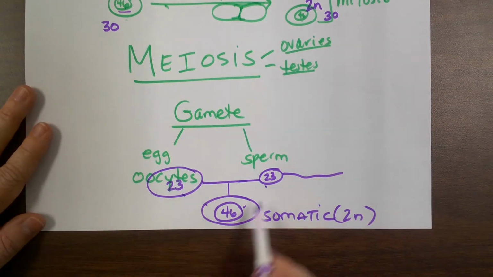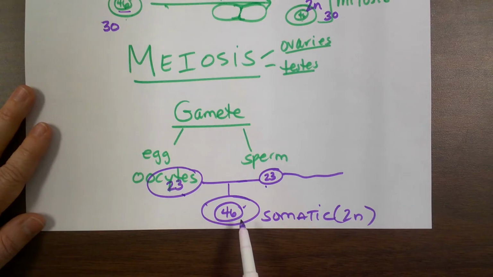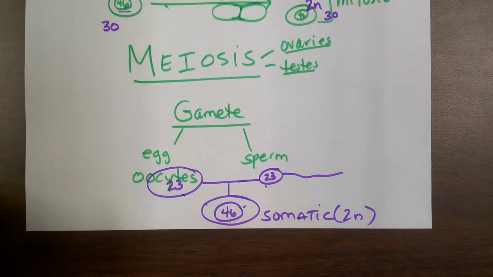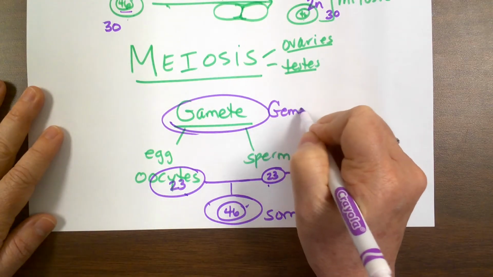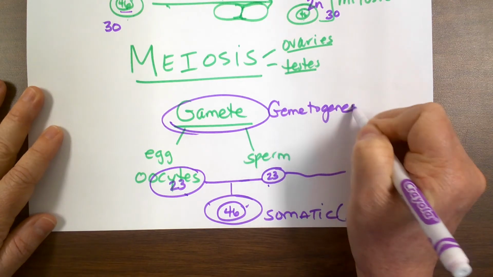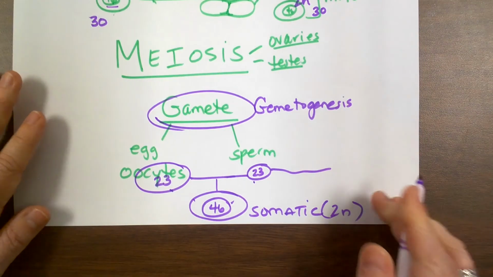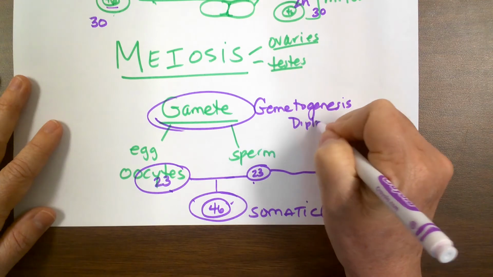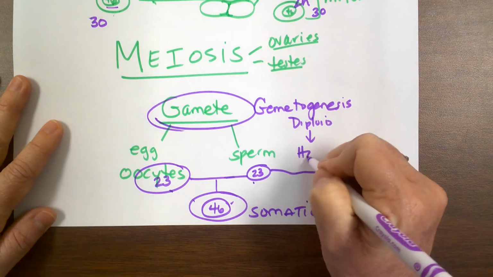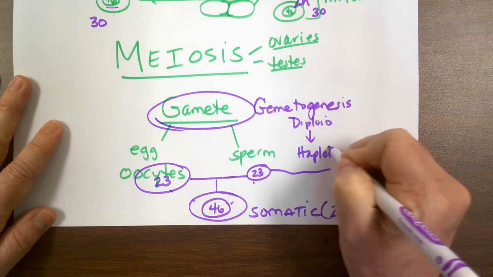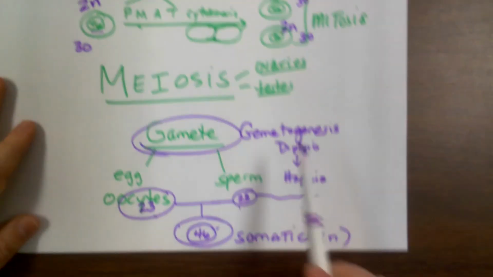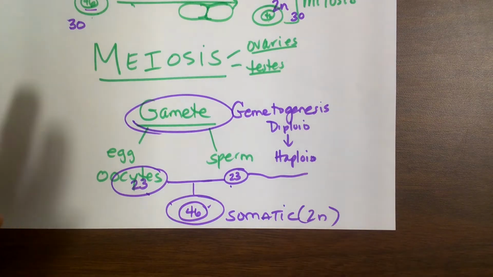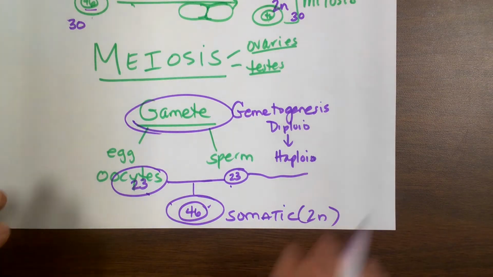Otherwise, 23 and 24 would not make 46, it would make 47. Or 46 and 46 would not make a 46, it would make a 92. And that would not make an organism. So gametogenesis is the term for making the gametes, and it turns a diploid cell into a haploid cell. And it doesn't do 4 steps, like mitosis. Meiosis is going to be 8 steps, and they're going to have a very similar pattern.